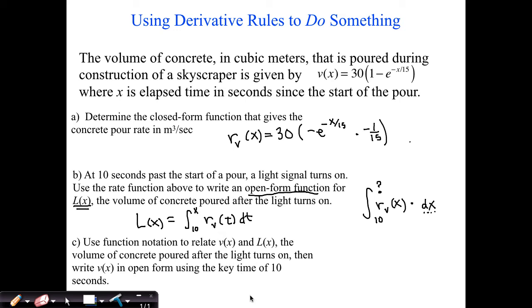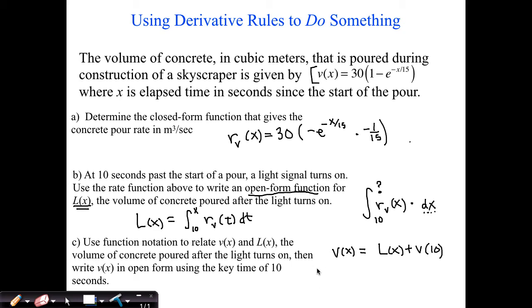If I wanted to express what happened altogether, I'd have to know, well, how much concrete do I have at time 10, and then what happened afterwards. So v of x tells me how much concrete I have at any point in time. This is my volume of concrete at x seconds after the pour. So L of x is part of that. L of x is just smaller. V of x is altogether. If I take L of x and add what happened during the first 10 seconds, then those two are equivalent.